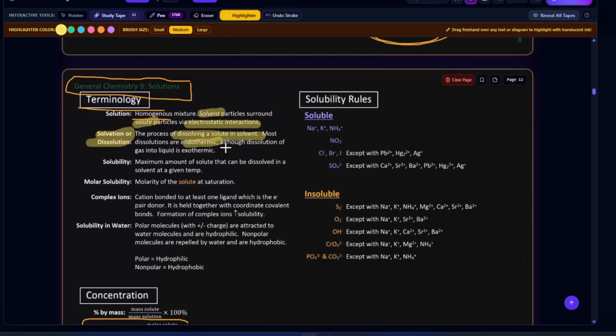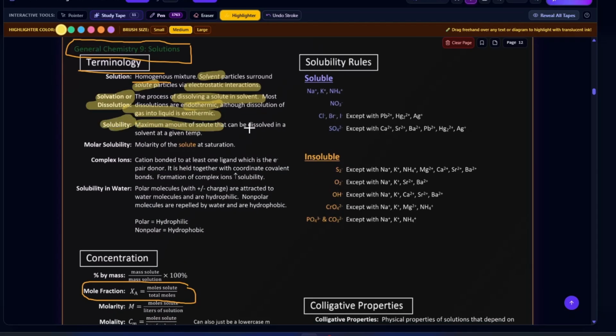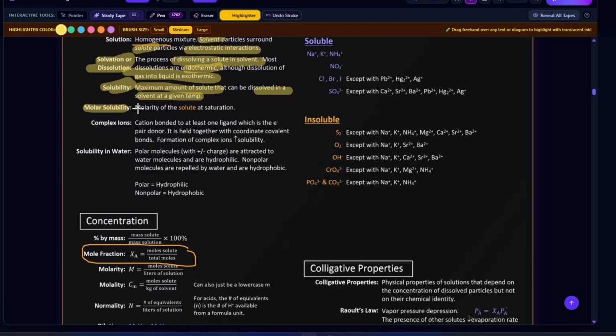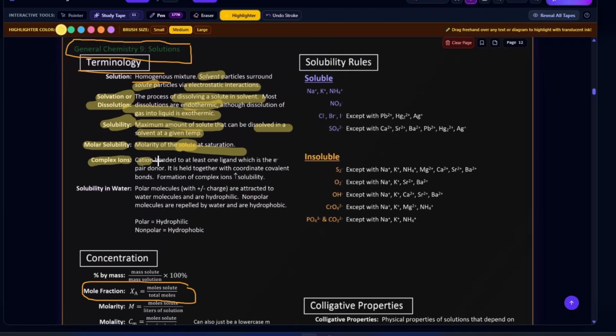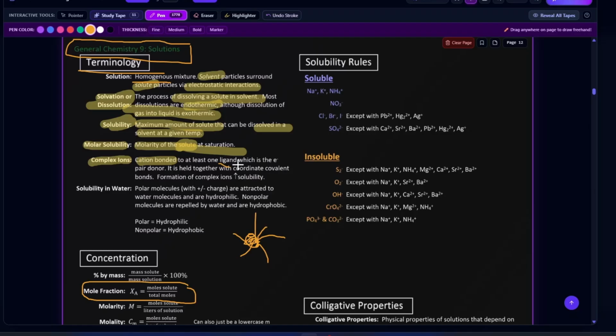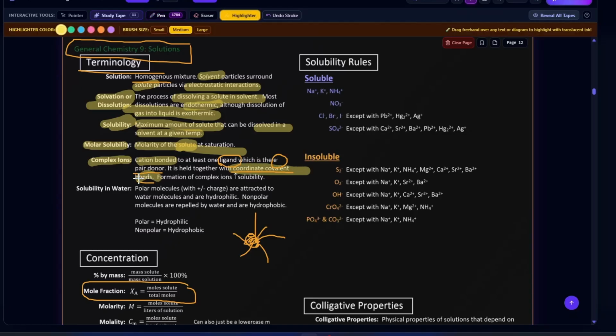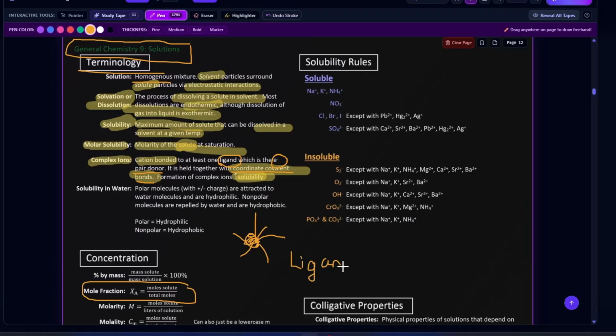Most dissolutions are endothermic, although dissolution of gas into liquid is exothermic. Solubility is the maximum amount that the solute can be dissolved in a solvent at a given temperature, and molar solubility is the molarity of the solute at saturation. Complex ions are when you have a cation bonded. So the cation would be in the middle, right? And then there are ligands that come out of it, like a spider. Not really, but ligands, which are electron pair donors, are held together with coordinate covalent bonds. You should have known what coordinate covalent bonds are from the chapter on bonding, 3.2, I think. Formation of complex ions increases solubility, because of the ligands.